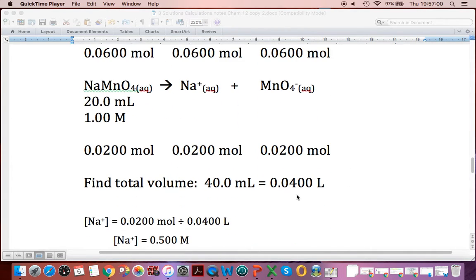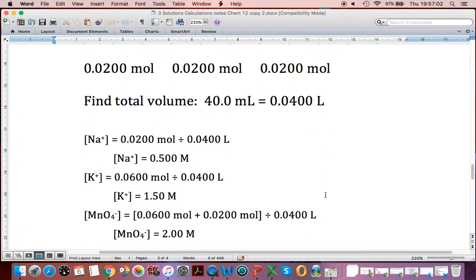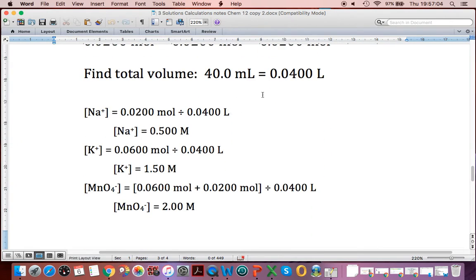We know what our total volume is, has to be in liters. And when we go through, we divide by that total volume, and we get that. And then we get that, and then we get that. So again, this should have been your notes. Here we had permanganate, a common ion, in 2 places. That's why we had to add it before we divided.